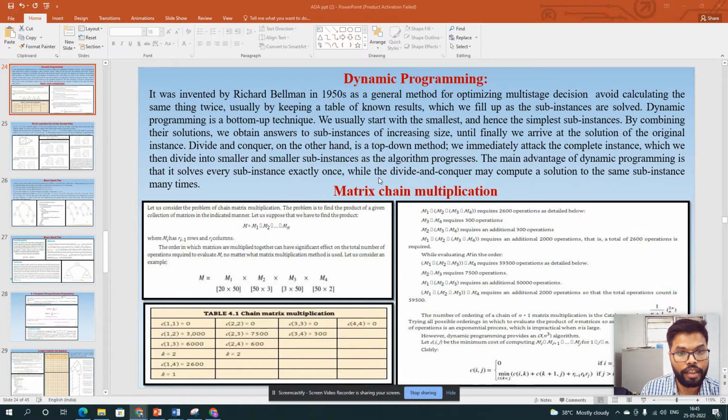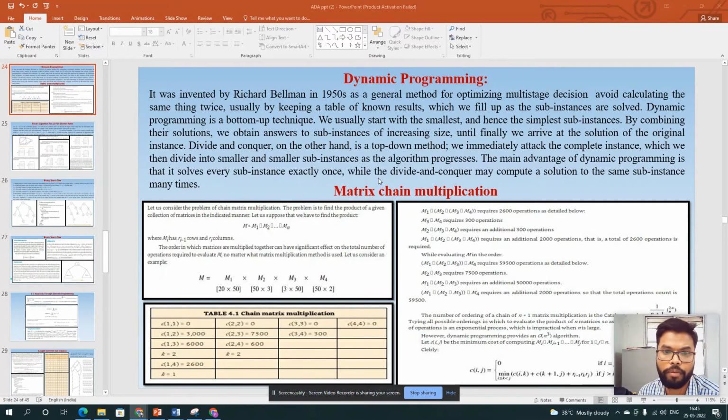Dynamic programming is a bottom up approach, whereas the divide and conquer is a top down approach. The main advantage of dynamic programming is that it solves every instance exactly once, whereas the divide and conquer computes the solution to the same subproblem many times.